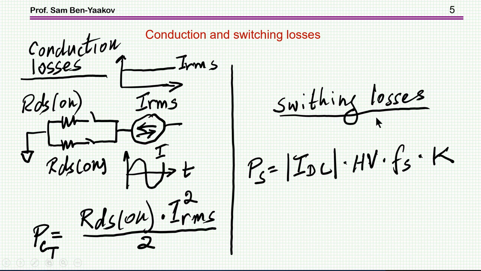What about the switching losses? It is proportional to the DC, as I've said, times the high bus voltage, times the frequency, and of course a constant which will take into account the rise time and fall time of the transitions.